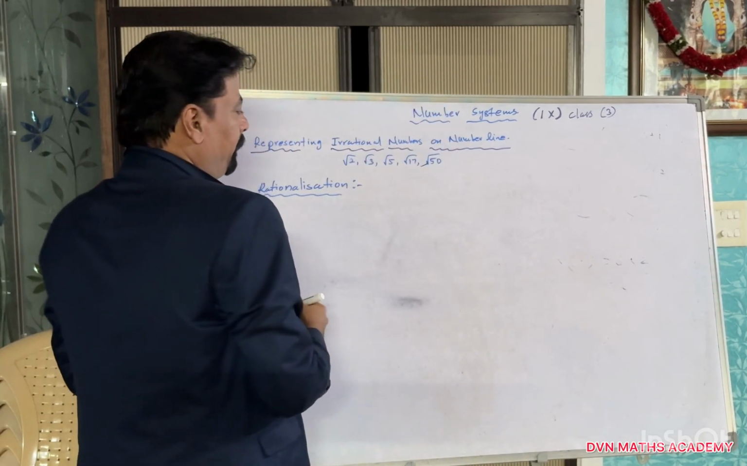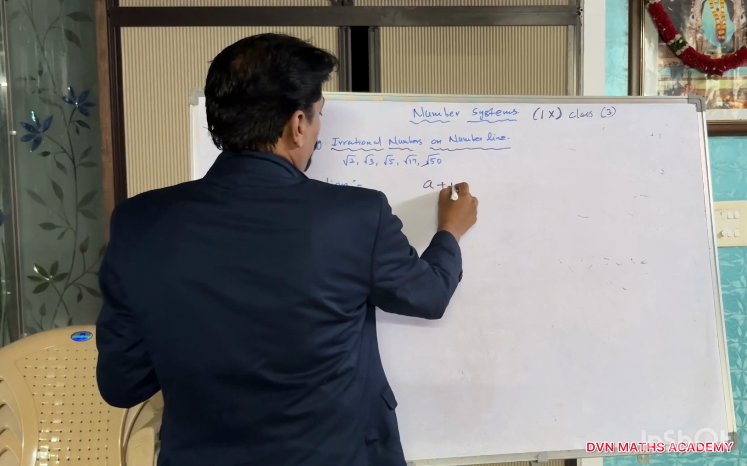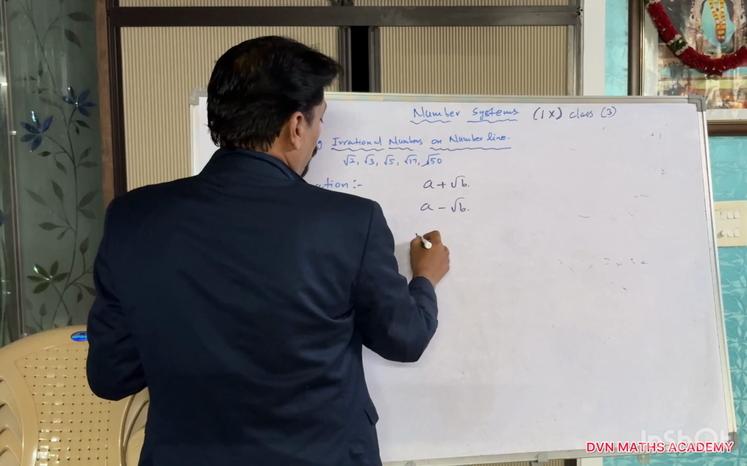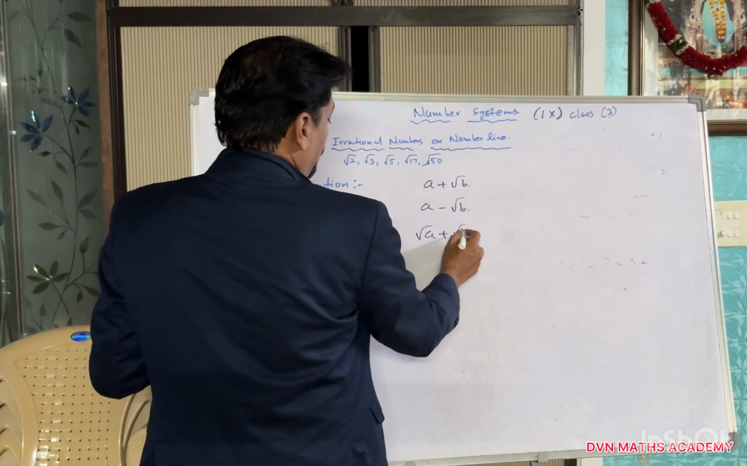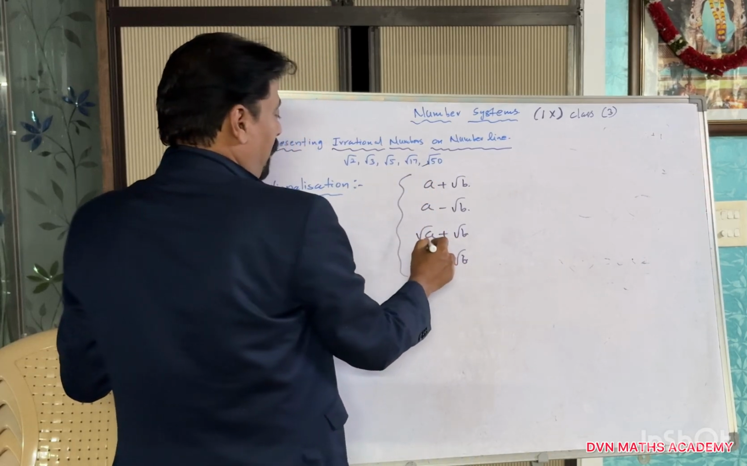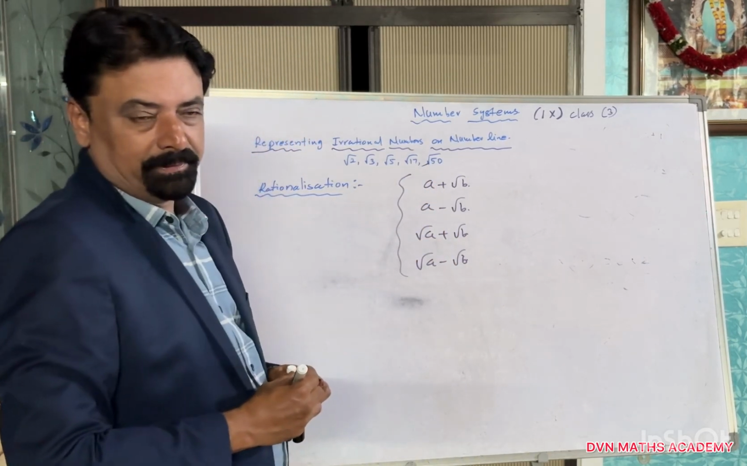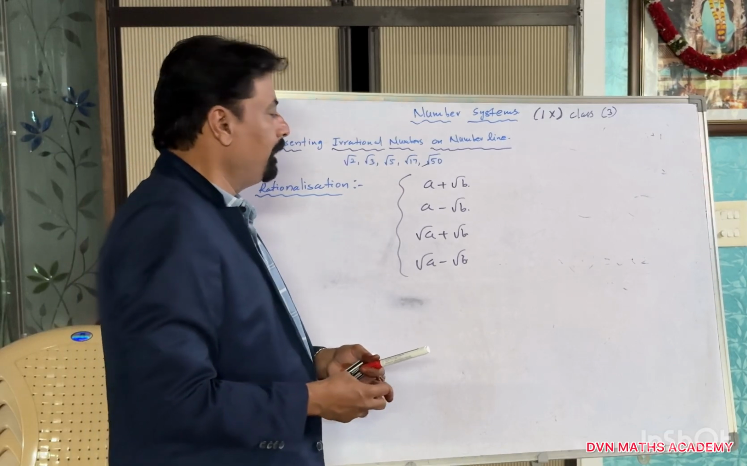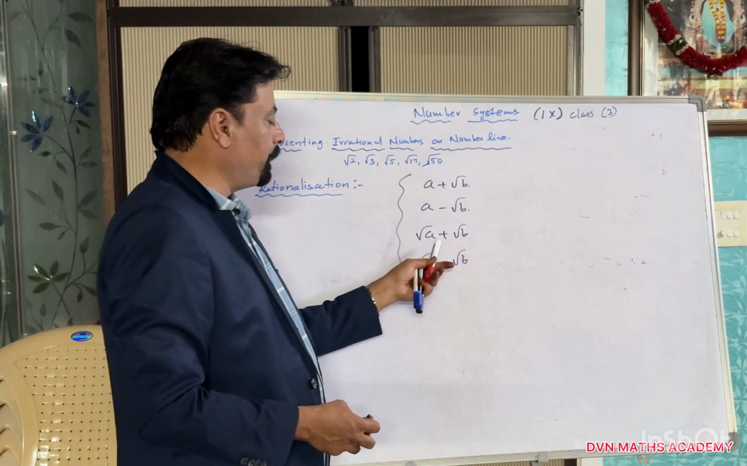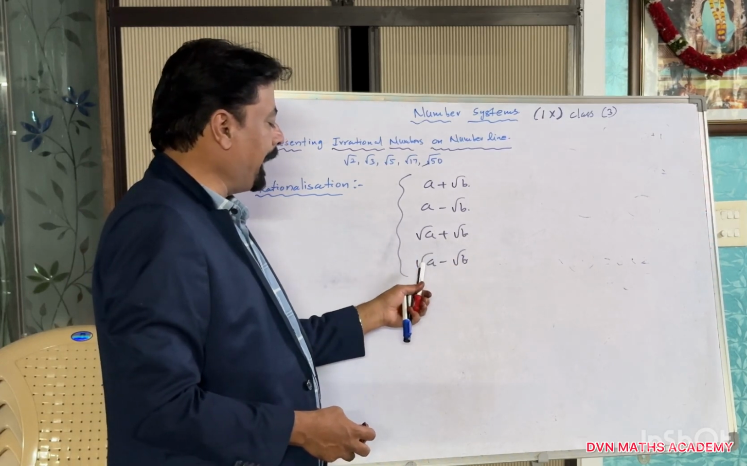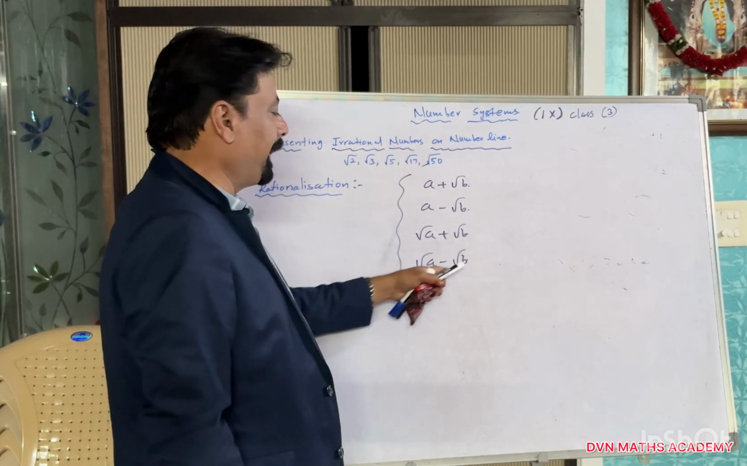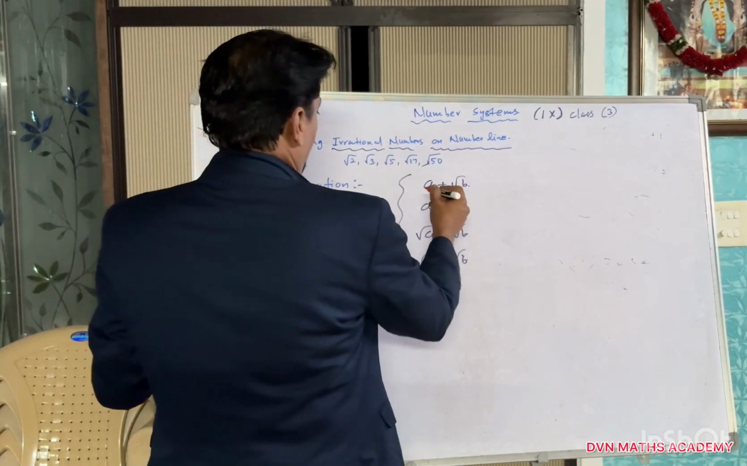For example, here a plus root b, a minus root b, root a plus root b, or root a minus root b. You think these are all irrational numbers. So this is a plus root b, this is a minus root b, this is root a plus root b, and this is root a minus root b. These are all irrational numbers.